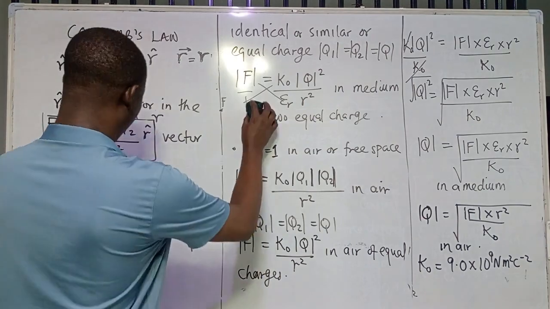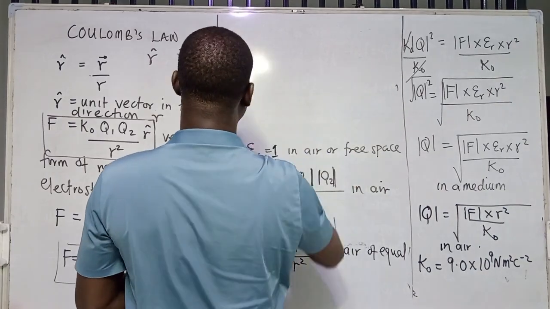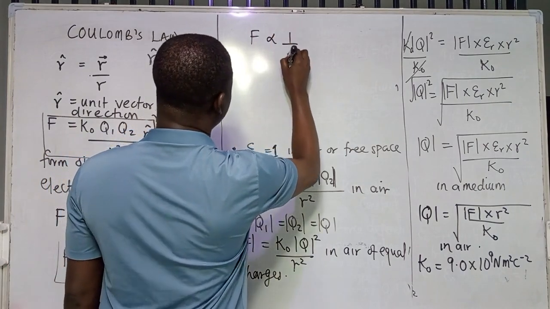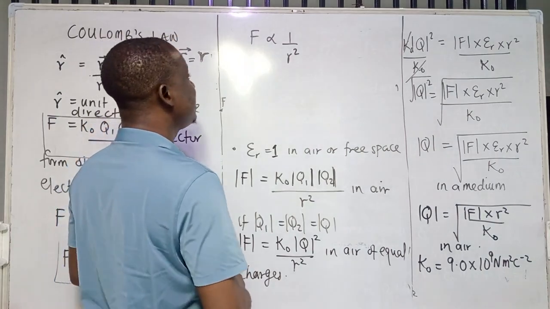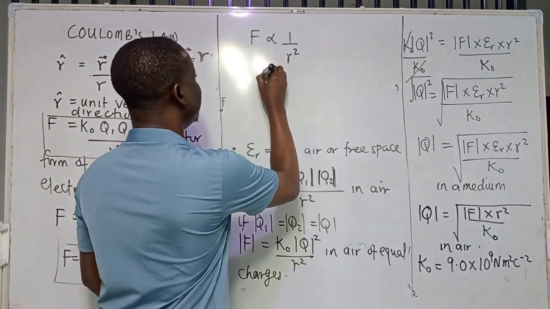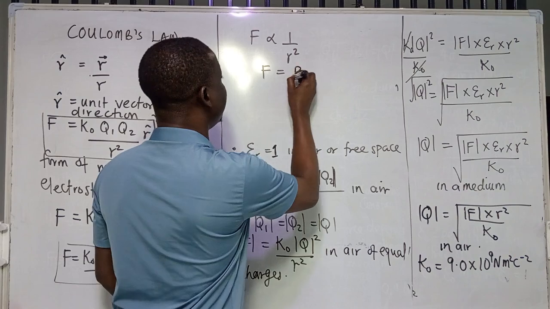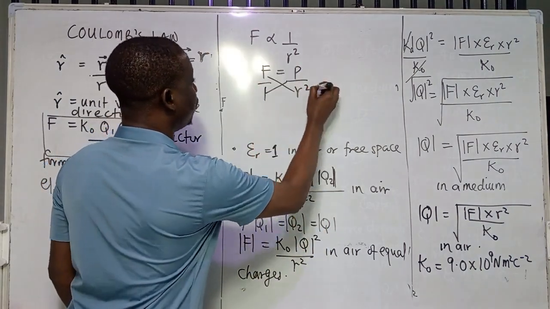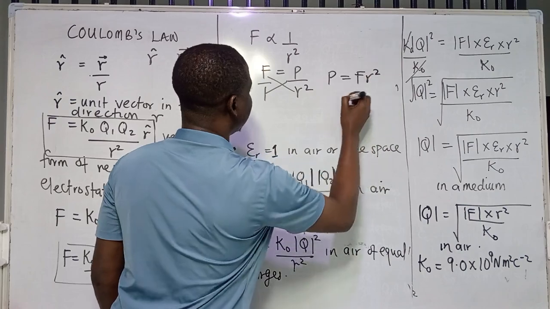Now, another thing again, I will have to chip in here. Please pardon me. Very important. I say F is inversely proportional to the square of the distance apart. It means that when you remove proportionality, you introduce a constant. Let's say P over R squared. Now, cross multiply, you have P equal to F R squared.